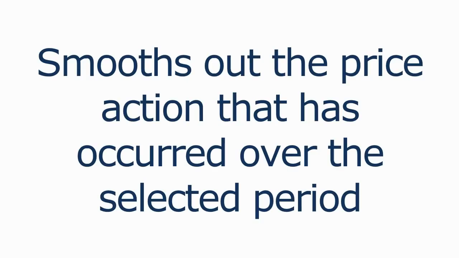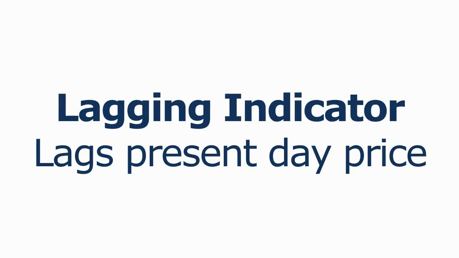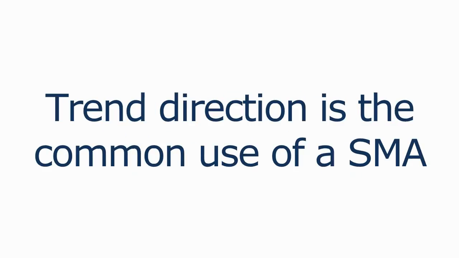Now the SMA you apply to your chart, and it helps to smooth out the price action that has occurred over the period that you've chosen. So the moving average is a mathematical calculation of past price. So it is a lagging indicator, which means it's going to lag the present day price. Trend direction is the common use of an SMA, and there are several that are most commonly used by traders.